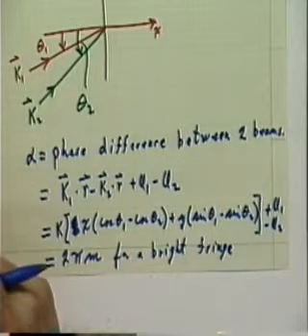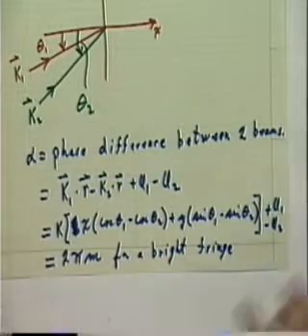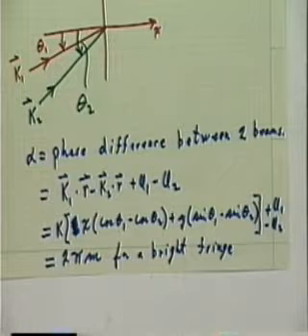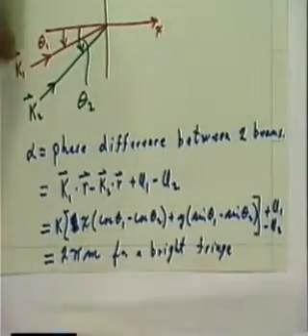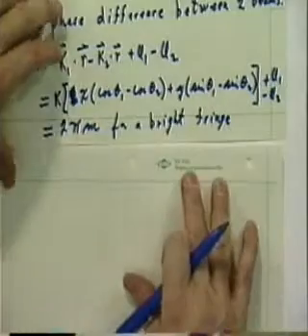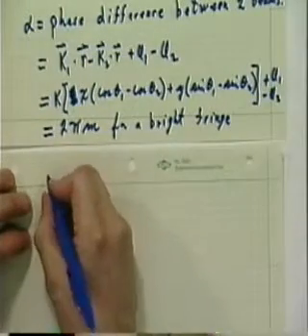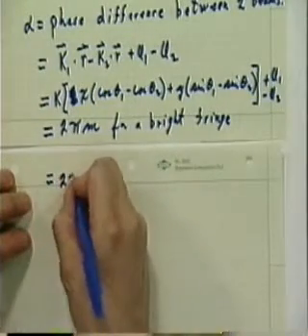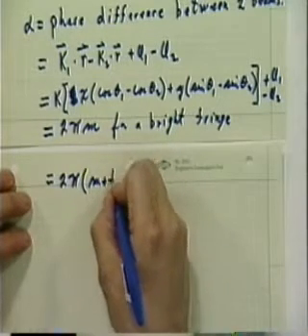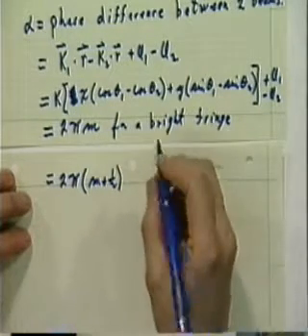Okay. And for a dark fringe, that's equal to 2 pi times m plus a half for a dark fringe.